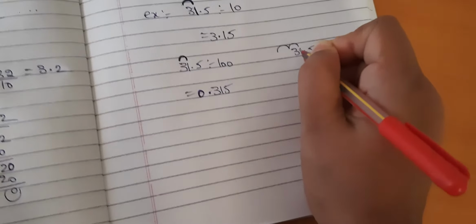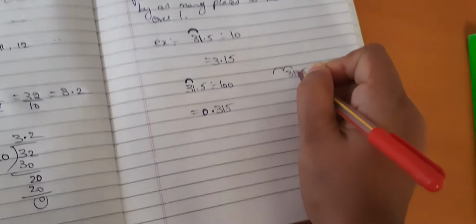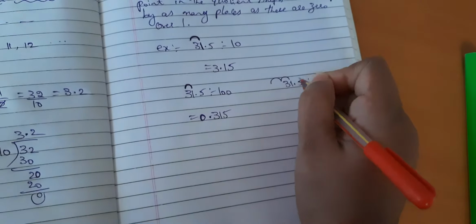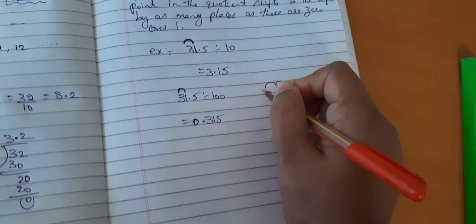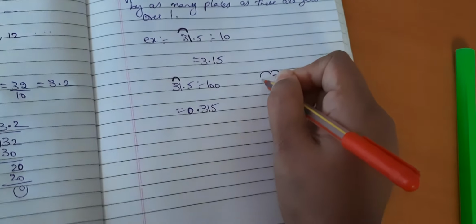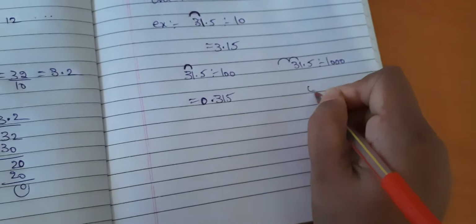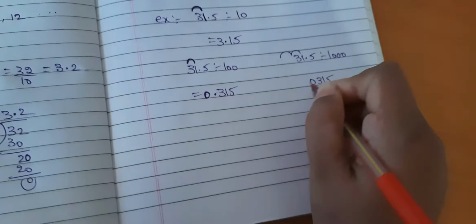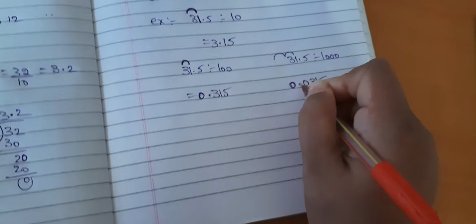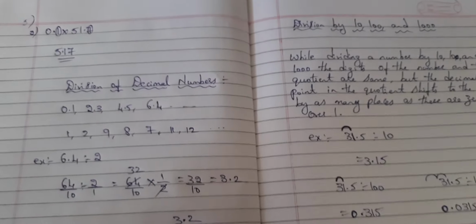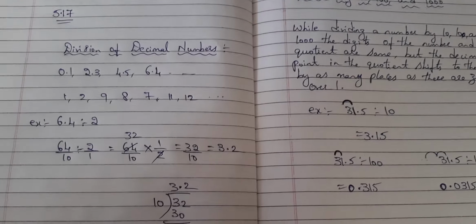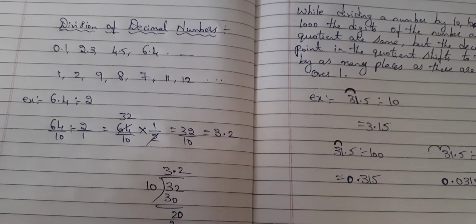1, 2, 3. Here you have 3 is there, 1 is there. This point will be shifting to before 3. So here nothing is there. So here 0, 3, 1. Here point is there 0. So like this we have to divide by 10, 100 and 1000. Students, I think you might have understood.